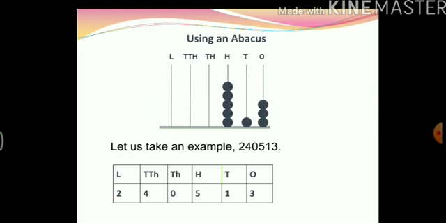In the 10,000s place we have 4. So 1, 2, 3, 4. Finally, in the lakhs place we have 2 circles. So this is how an abacus will look for the number 240513. I hope you understood how to do this. Let us see a few more examples.